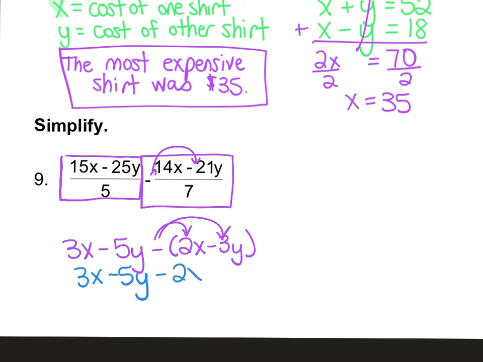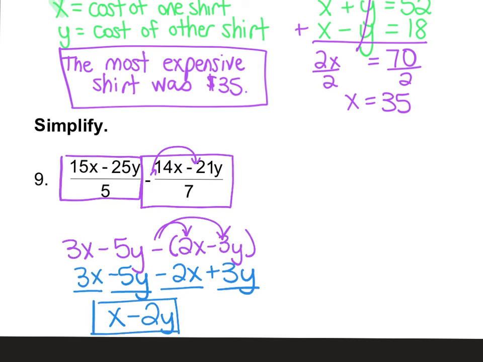But I'm going to get negative 2x plus 3y, and I can go ahead and combine like terms. 3x minus 2x is x. Negative 5y plus 2y is negative 2y. And that's as simplified as we can get.